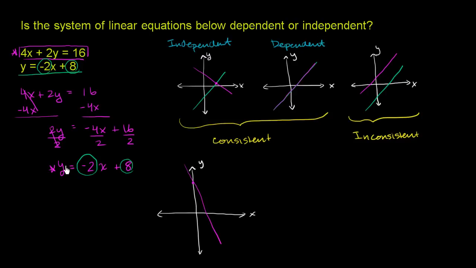So maybe this is the graph of this equation right here, this first equation. And then the second equation will be the exact same graph. It has the exact same y-intercept and the exact same slope. So clearly, these 2 lines are dependent. They have an infinite number of points that are common to both of them because they're the same line.